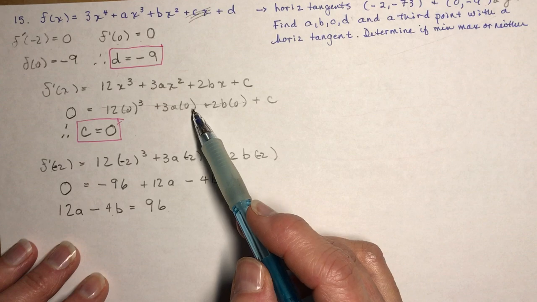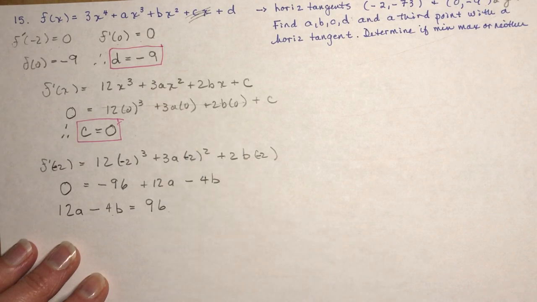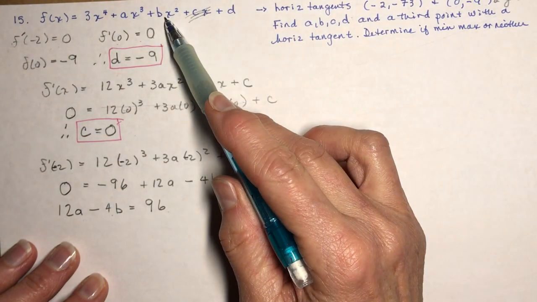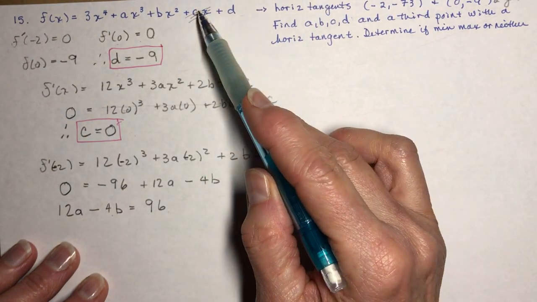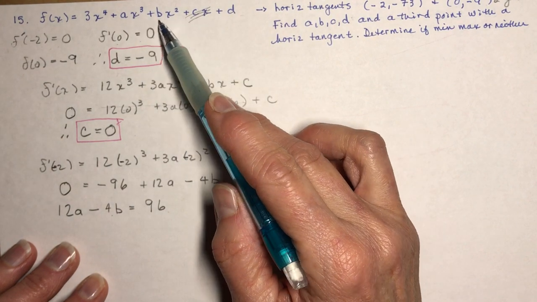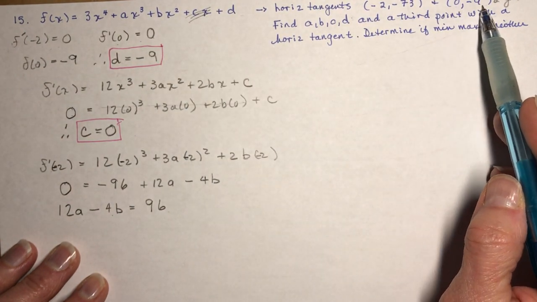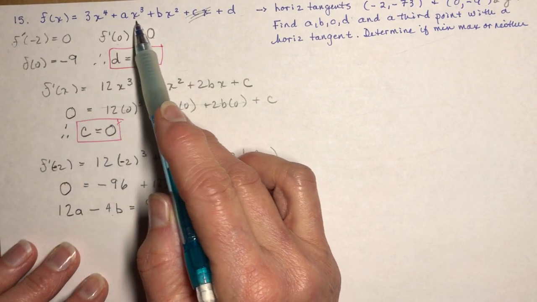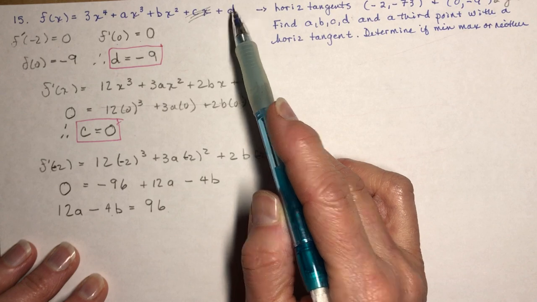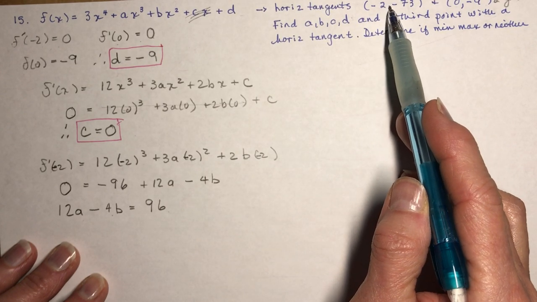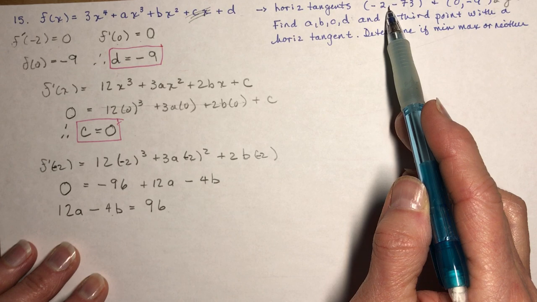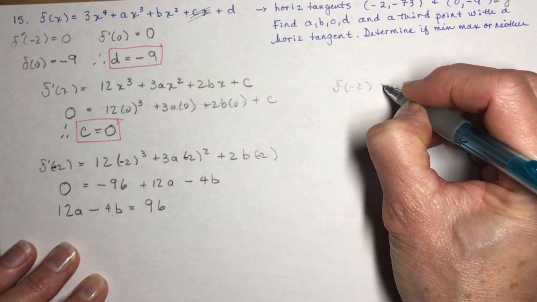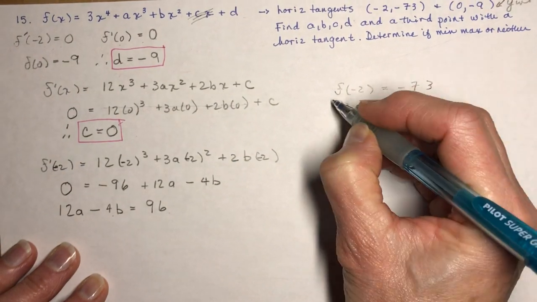So I'm going to have to go to one of the other points into the original function, because I have enough of the letters now anyway, right? I've got C, D. I'm just trying to find A and B. Now, this point here isn't going to help me at all, because if I plug that in here, I'm just going to get 9 or negative 9. So I have to use this point here, minus 2 and minus 73. So F at minus 2 is equal to negative 73, the original function, okay?